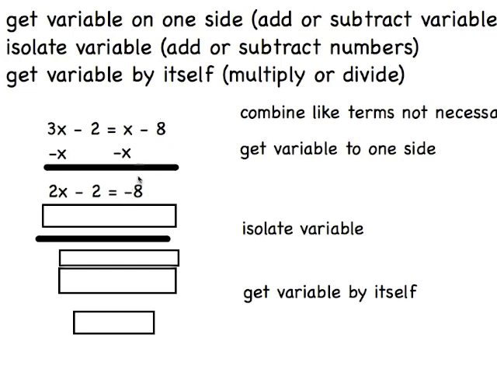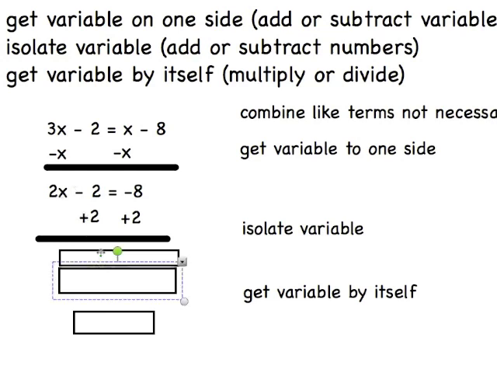The reason why this is negative 8 is because x minus x is 0, and 0 minus 8 is a negative 8. Now we need to isolate the variable. In other words, get the variable by itself. So in order to get 2x by itself, we have to get rid of the minus 2. To get rid of minus 2, we have to add 2 on both sides. This gives us 2x equals a negative 6.